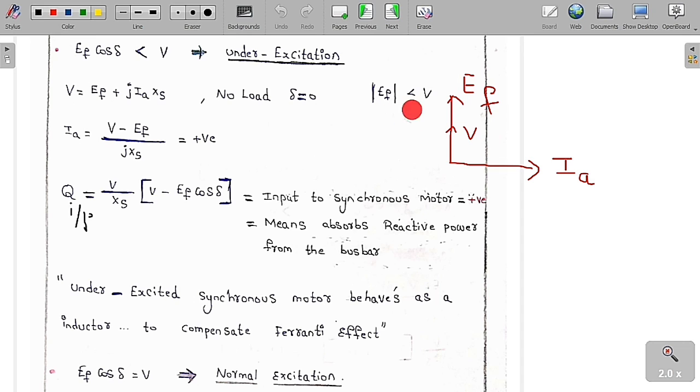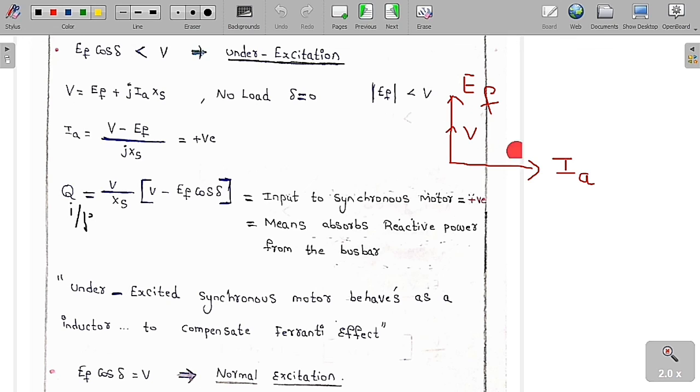Similarly, at the under excitation of synchronous motor, you can see clearly this is the phasor diagram that we are going to get. So the current IA is lagging the V. So therefore we can say it is said to be lagging power factor. So therefore, at the under excitation, the current IA is lagging the V. So it is called the lagging power factor.